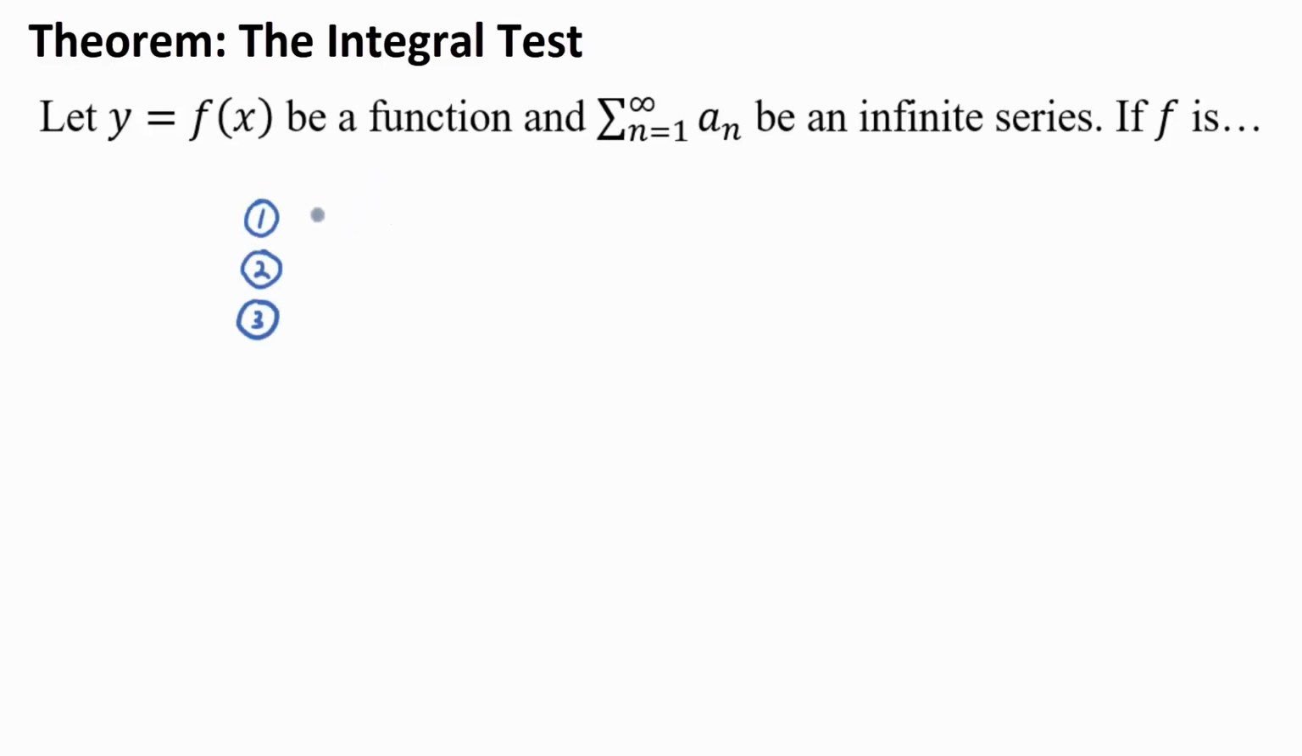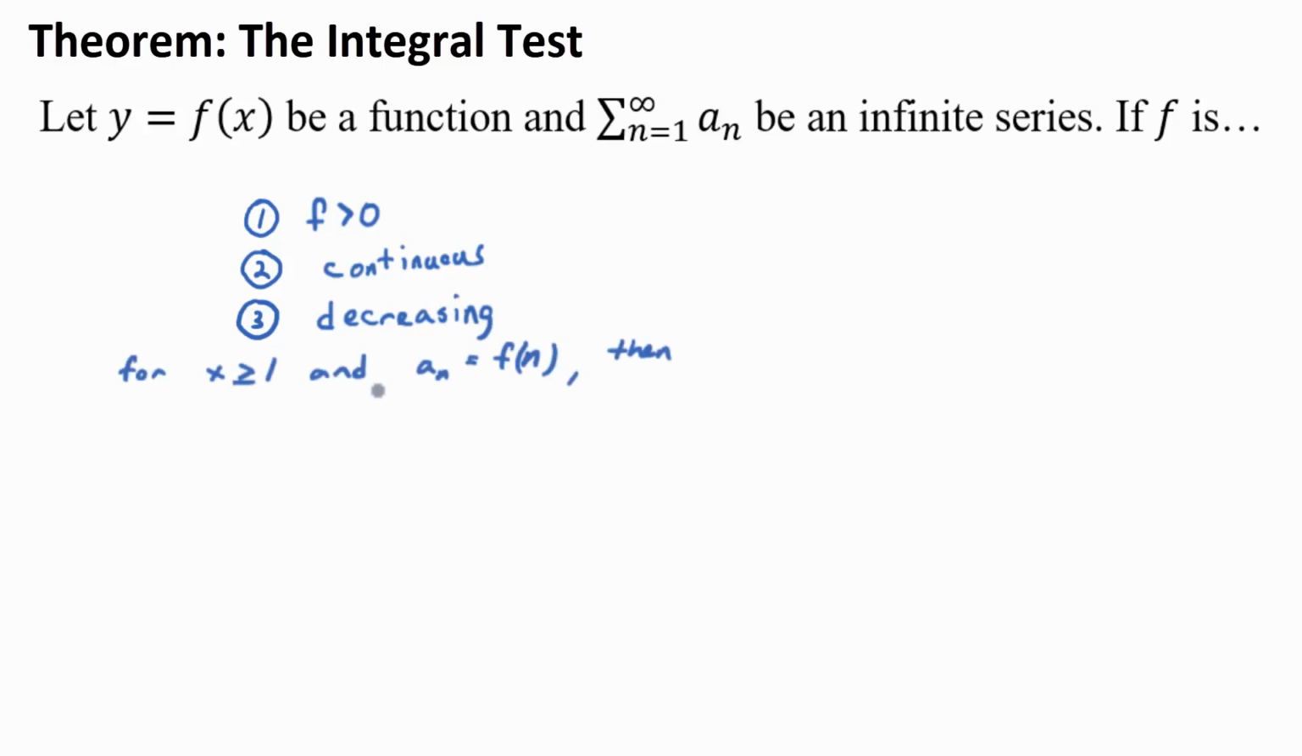So f has to be greater than 0. That means f is positive, right? F has to be continuous. And f has to be decreasing. So if you draw the graph of it, it goes down as you look at it from left to right. Positive, continuous, decreasing. And that's for x greater than or equal to 1. We don't really care what's happening elsewhere.